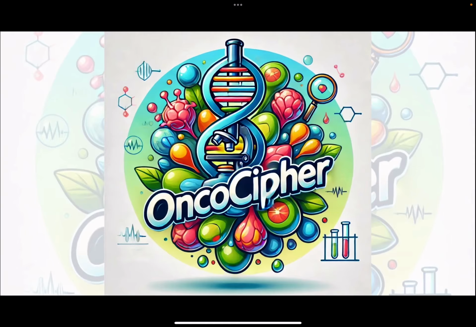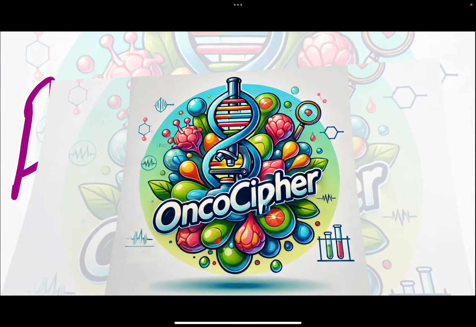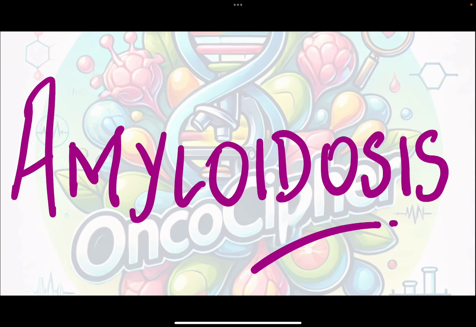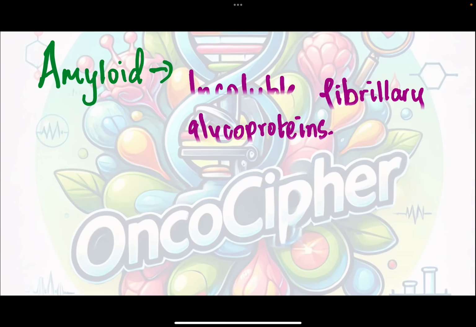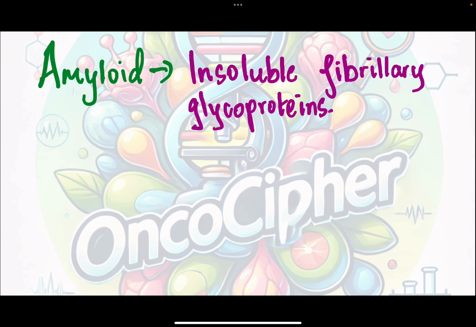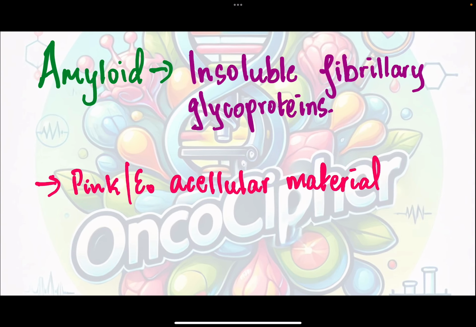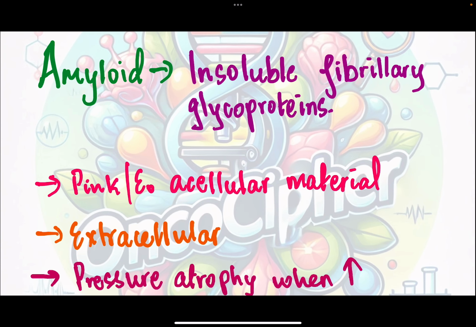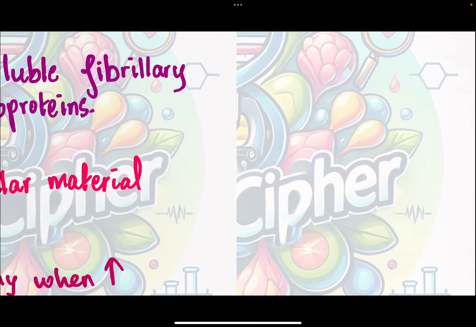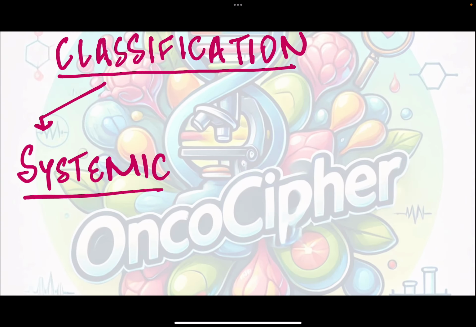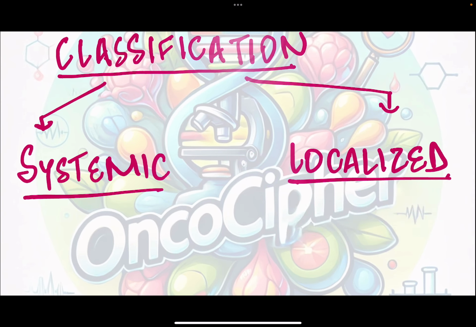Today we'll discuss a topic which is very frequently asked in your exams, and that is amyloidosis. So what is amyloid? Amyloid is an insoluble fibrillary glycoprotein which is eosinophilic to pink in color, acellular material. It is present extracellularly, and when increased amounts are present, it causes pressure atrophy. It can either be systemic or localized.